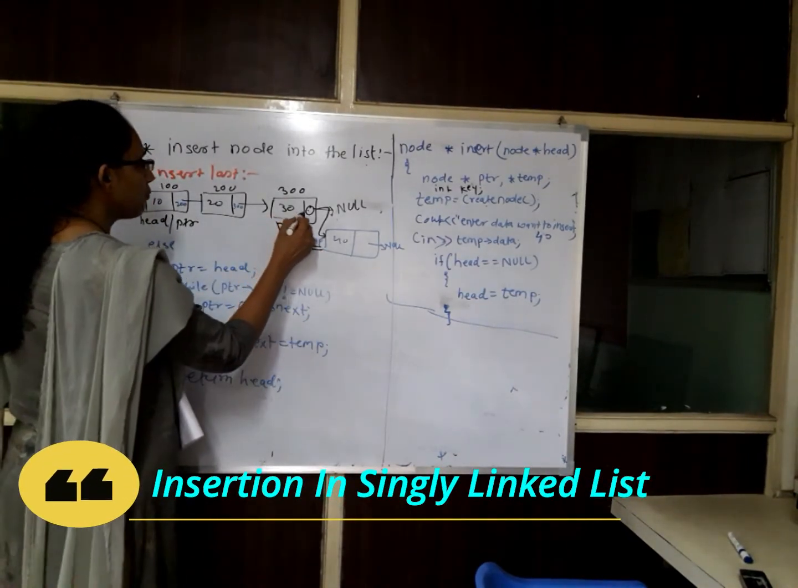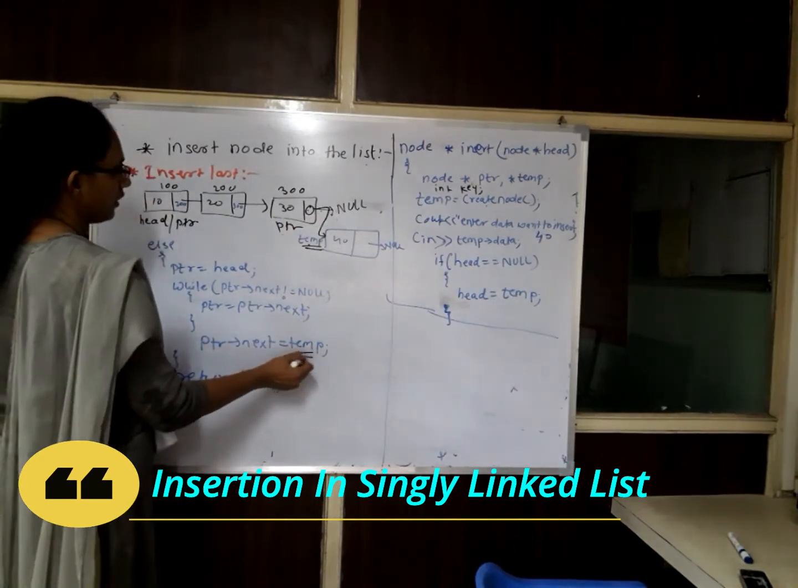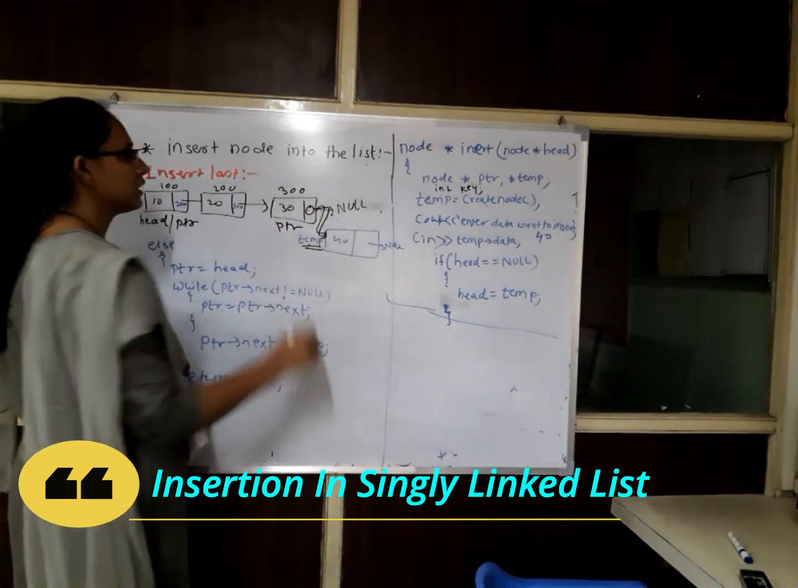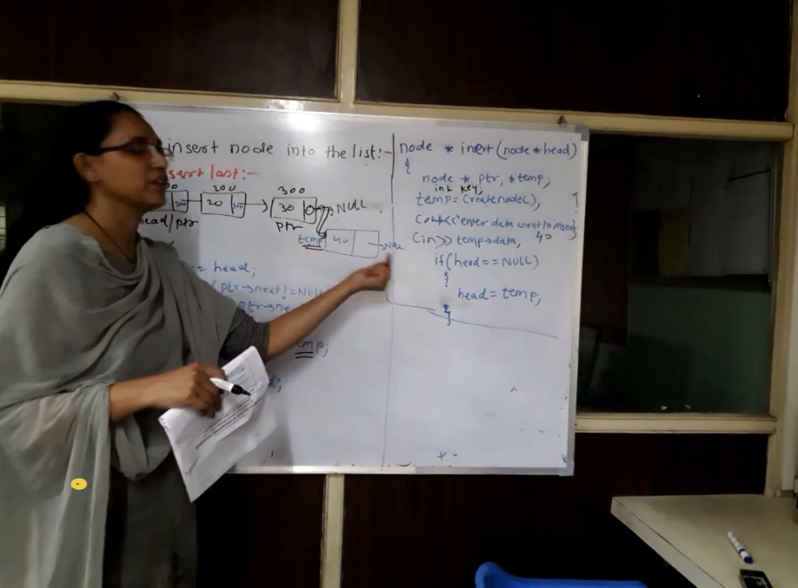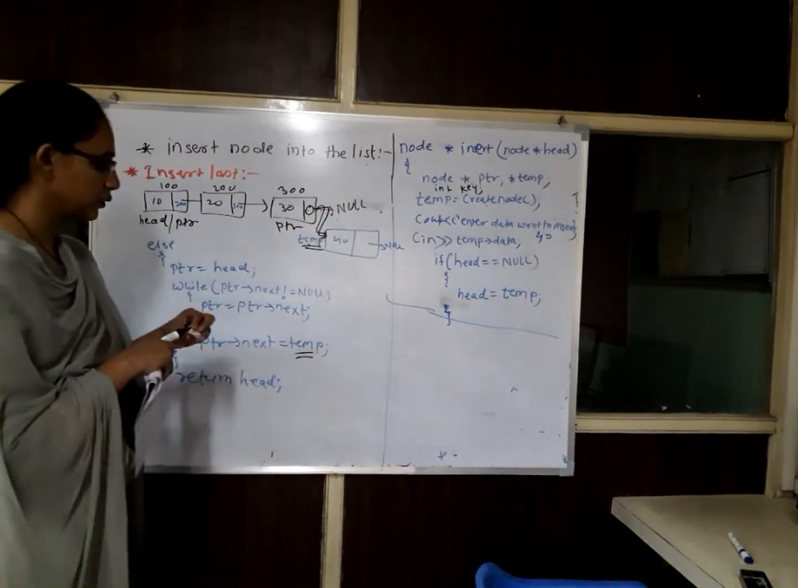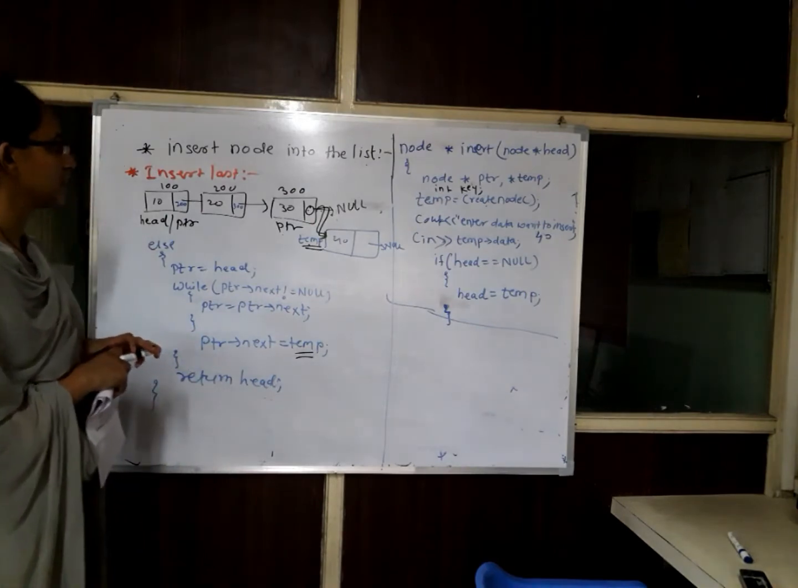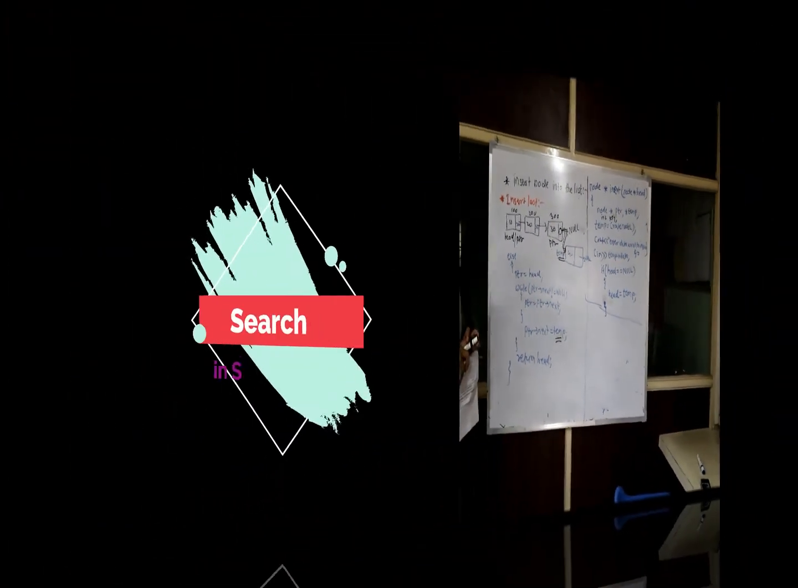So what will we do? ptr next is equal to 10. So the node gets attached at the end. And 10's next is already null, since it was set while creating the node by using the create node function. So this is about the insert last function.